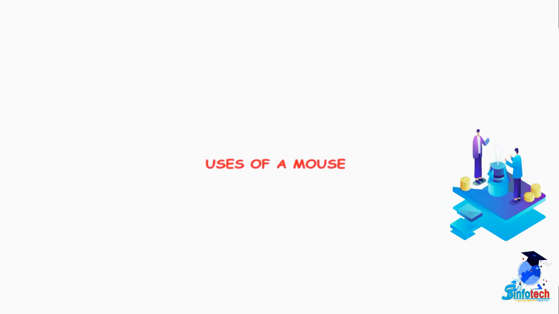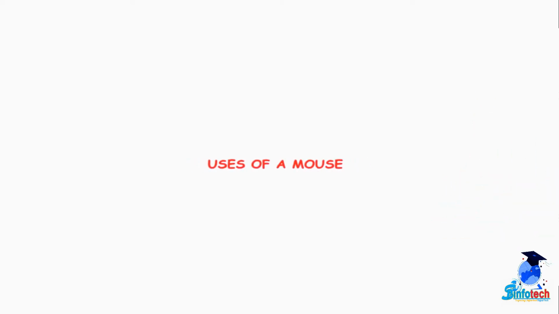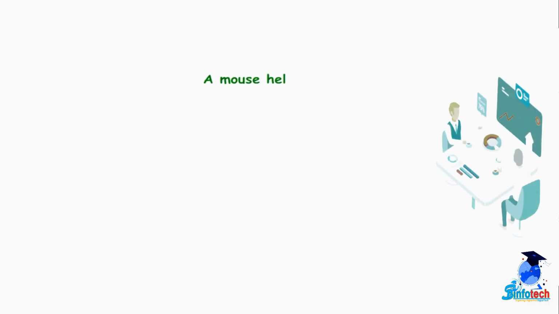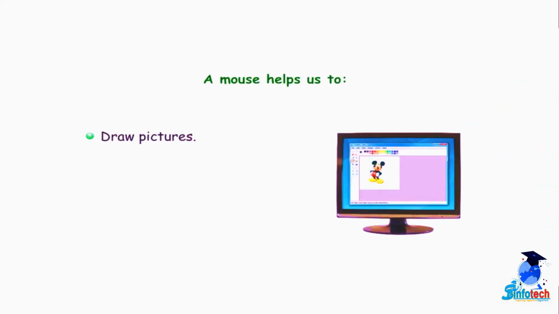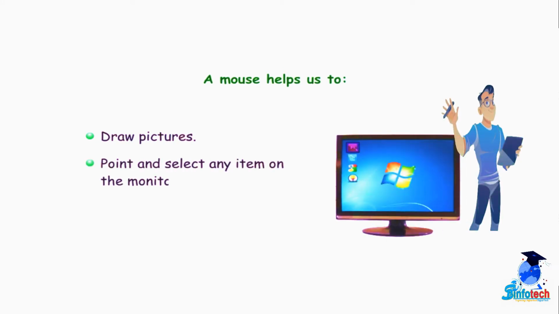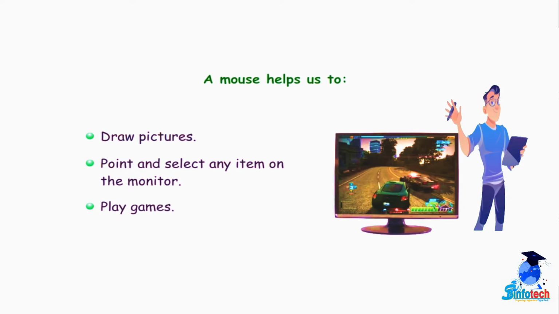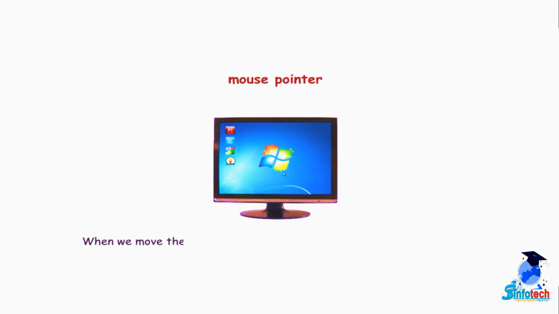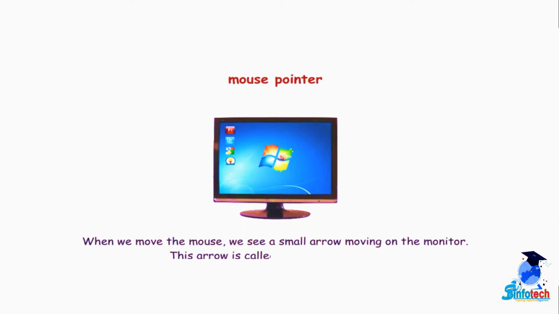Okay, let me tell you uses of a mouse. A mouse helps us to draw pictures, point and select any item on the monitor, play games. When we move the mouse, we see a small arrow moving on the monitor. This arrow is called the mouse pointer.